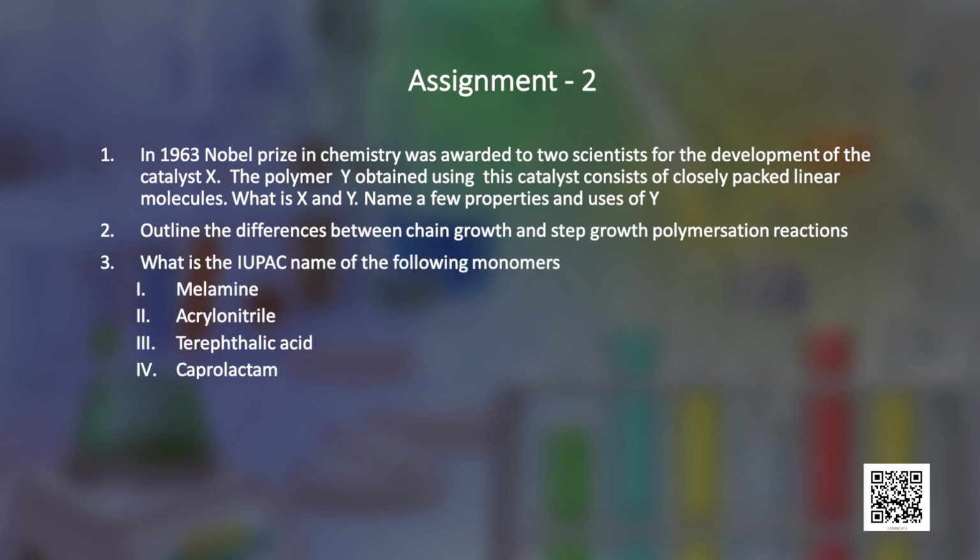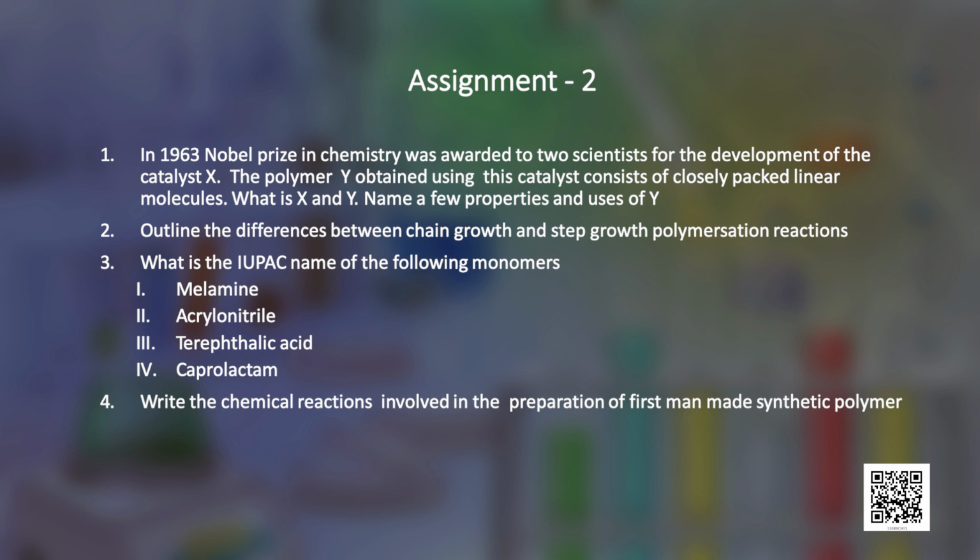Question number 3. What is the IUPAC name of the following monomers? Number 1, melamine. Number 2, acrylonitrile. Number 3, terephthalic acid. And number 4, caprolactam. Question number 4. Write the chemical reactions involved in the preparation of first man-made synthetic polymer.